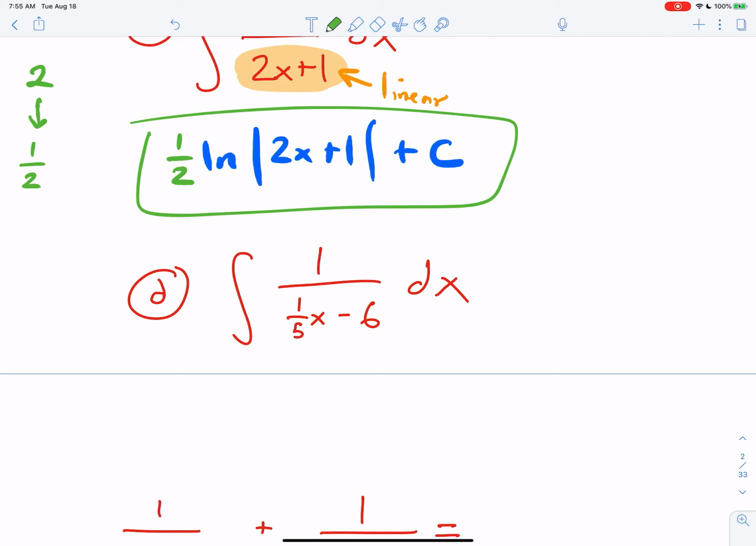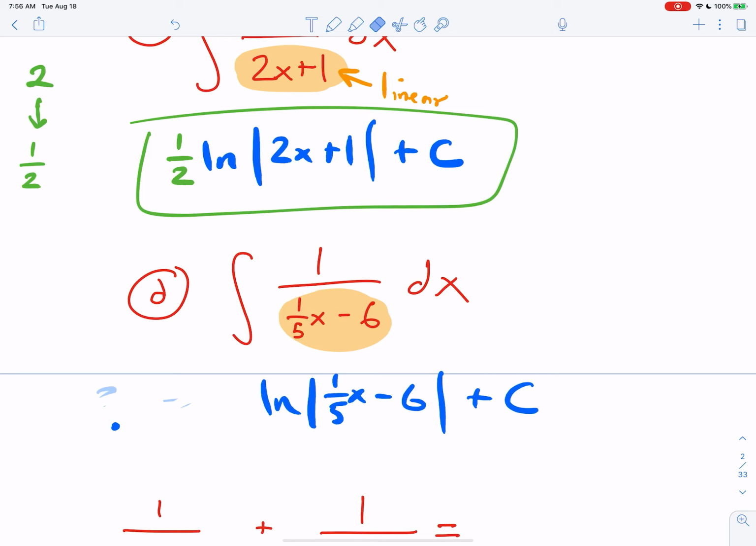So again, we have 1 over something linear. So we know it's going to come out to a natural log of the absolute value of whatever's on the inside. Don't forget our plus c because it's indefinite. And the only thing left to question is what goes here, right?